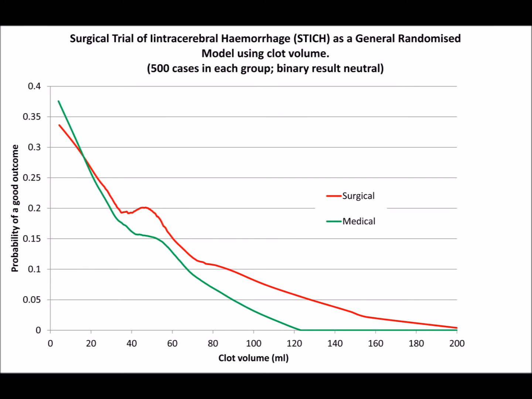The reason that surgery is worse for small clots is that there is a fairly fixed risk from surgery, but the benefit is dependent on clot volume. It's only when clots get past a certain size that that benefit starts to outweigh the risk. So these two function pairs illustrate that these functions do exist in real life, though as expected they are not straight lines.